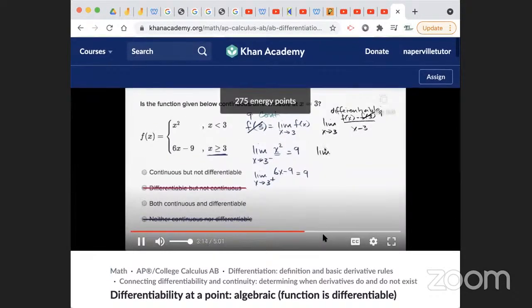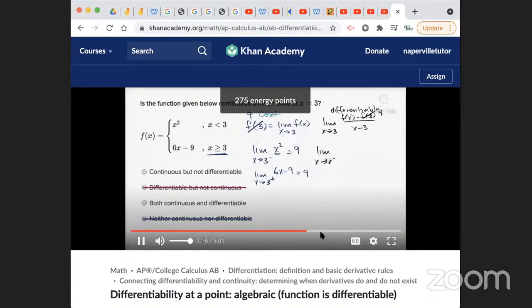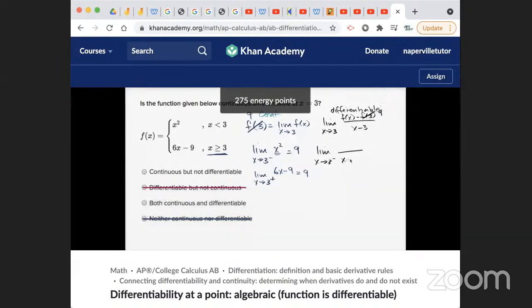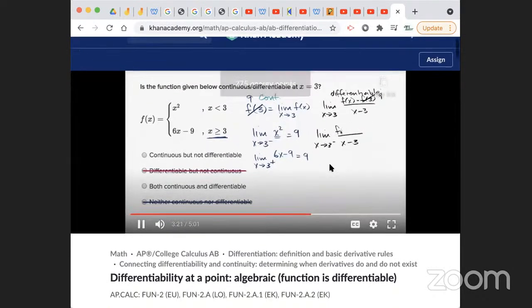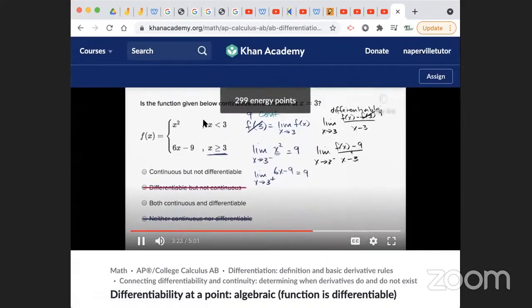So let's first think about the limit as x approaches 3 from the left-hand side. So it's over x minus 3. So he's doing the left-hand side, f of x minus 9. As we approach from the left-hand side, as x is less than 3, f of x is equal to x squared. Oh, that's why he's putting x squared. Instead of f of x minus 9, I'll write x squared minus 9. This is a difference of squares, so this is x plus 3 times x minus 3. Okay, I see what he's doing.